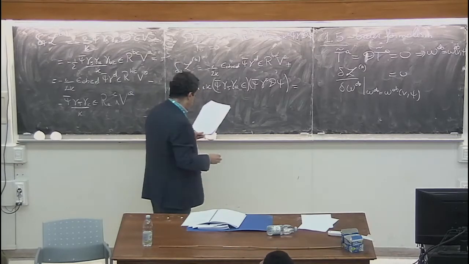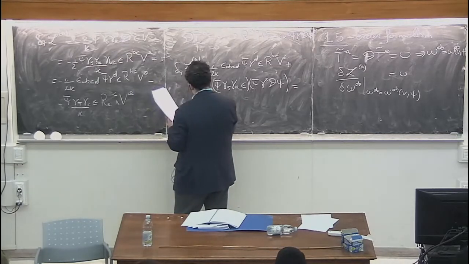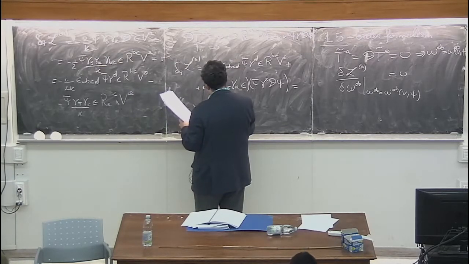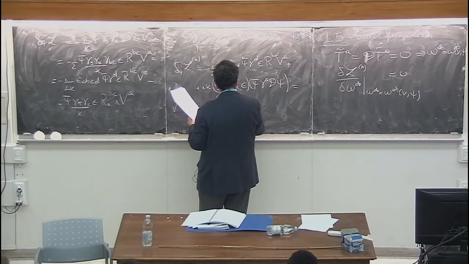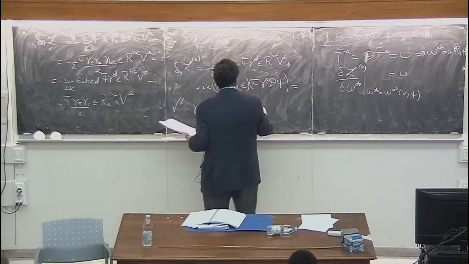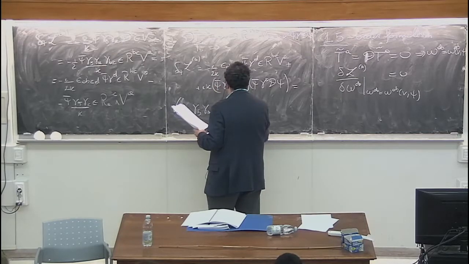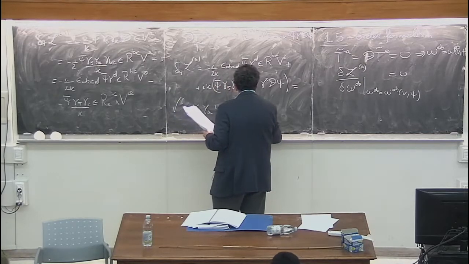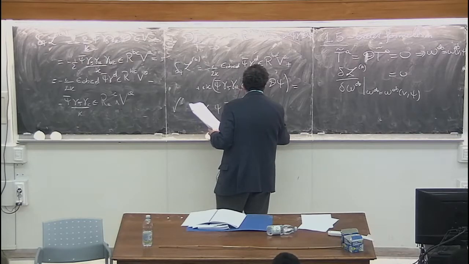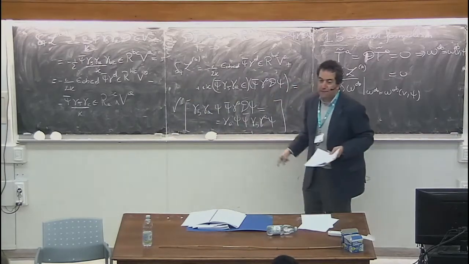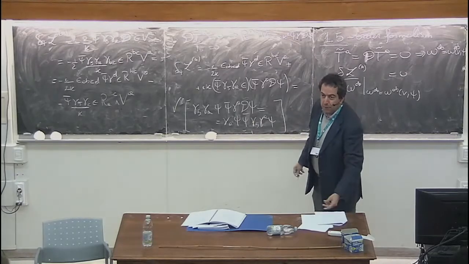Okay, this is equal to... then there is another property here, which you have to check: gamma 5 gamma A psi bar gamma A d psi is equal to gamma A psi bar gamma 5 gamma A psi. There is this property here. How do you check this property?